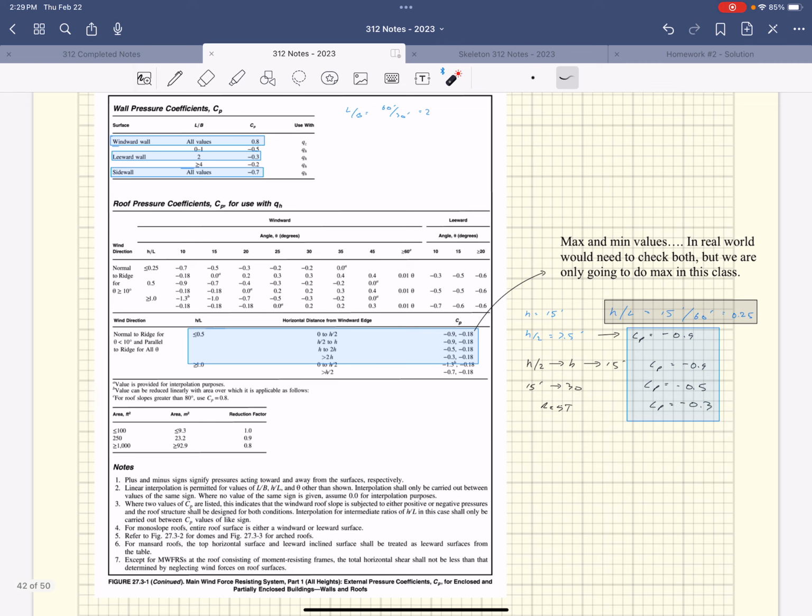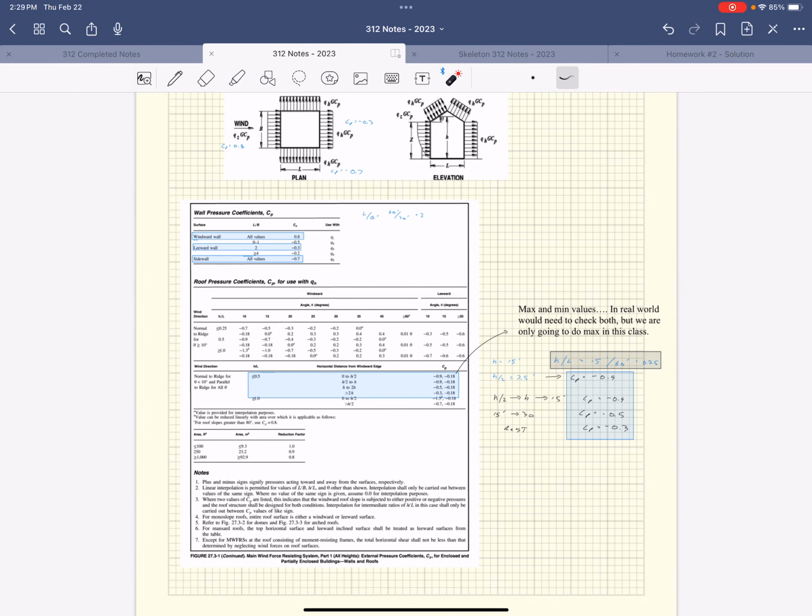So basically, like I said, here's a summary of what I just said. From 0 to h over 2, from 0 to 7.5 feet, CP is equal to negative 0.9. From h over 2 to h, so basically from 7.5 to 15 feet, again, it's just negative 0.9. From 15 to 30, that's from h to 2h, it's negative 0.5. And then the rest of the structure is just CP equal to negative 0.3. Okay, all right, so now we have all of our CP values.